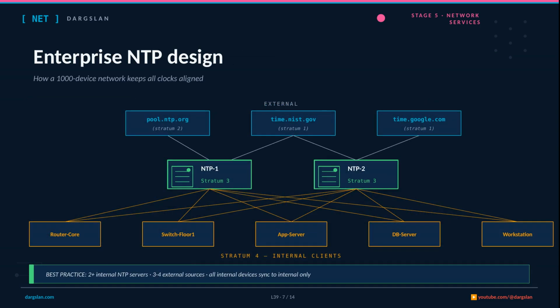Now, let's put that theory into a real design. In a 1,000-device network, you don't let every router and workstation reach out to the public internet for time. That's noisy, fragile, and a security headache. Instead, you stand up 2 internal NTP servers, NTP1 and NTP2, and point them at 3 or 4 trusted external sources like time.nist.gov or time.google.com. Everything inside, your core router, your access switches, your app and database servers, your workstations, syncs only to those two internal boxes. Two servers for redundancy, multiple upstreams so no single source can poison your clock.